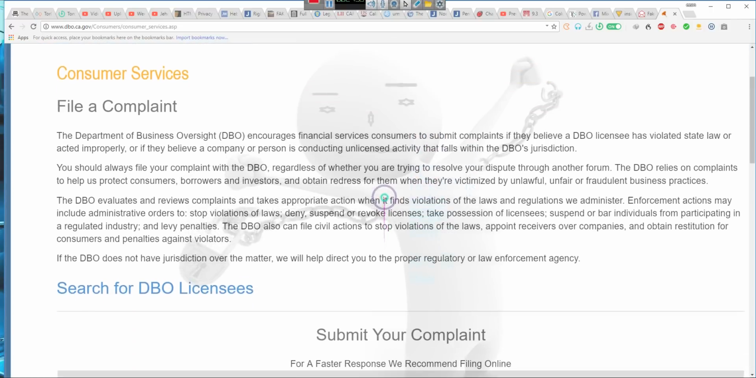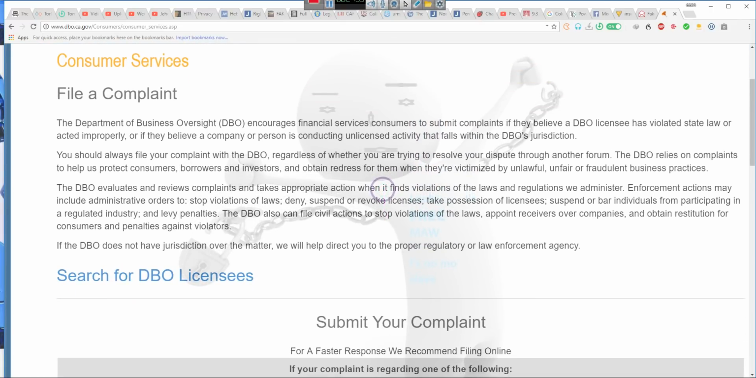Google Translate disclaimer. The Department of Business Oversight, DBO, encourages financial services consumers to submit complaints if they believe a DBO licensee has violated state law or acted improperly, or if they believe a company or person is conducting unlicensed activity that falls within the DBO's jurisdiction. You should always file your complaint with the DBO, regardless of whether you are trying to resolve your dispute through another forum. The DBO relies on complaints to help us protect consumers, borrowers and investors, and obtain redress for them when they're victimized by unlawful, unfair.